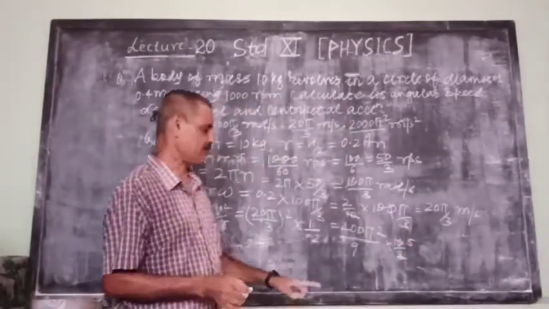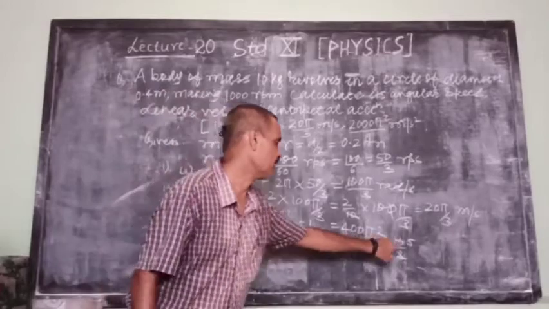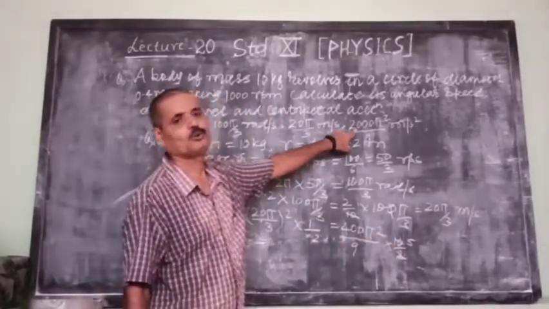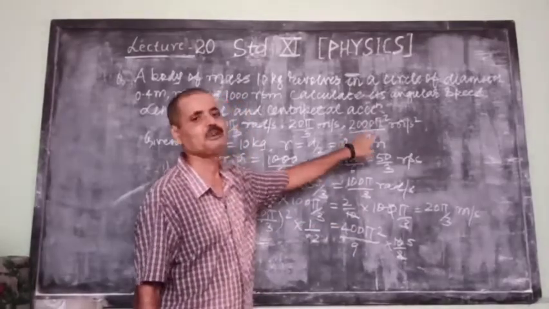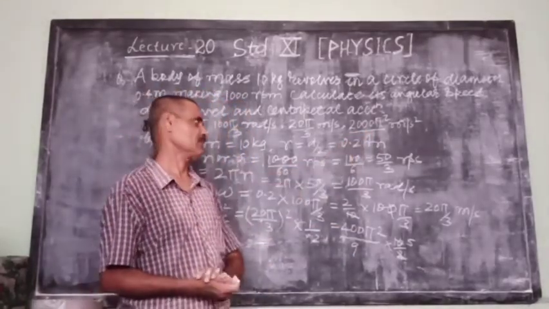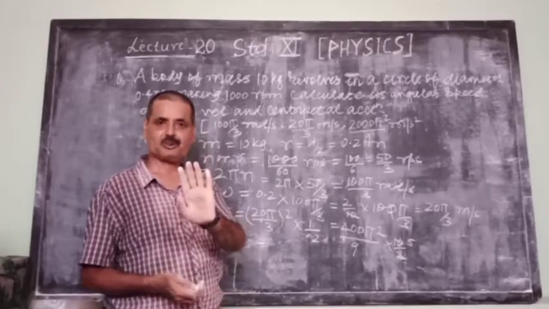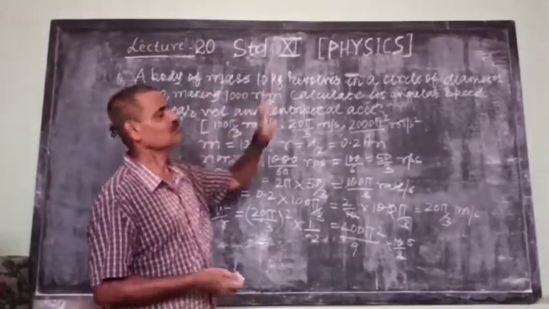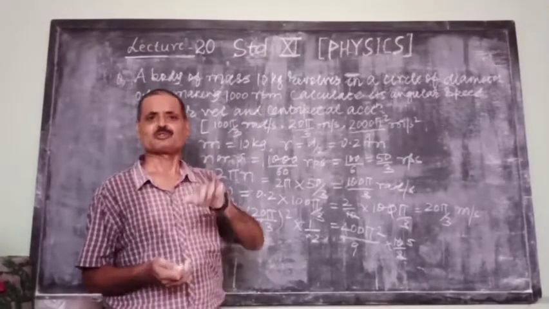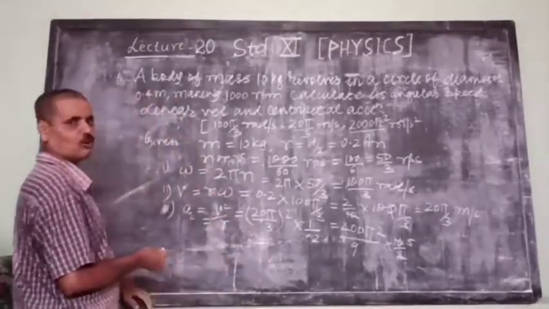Now you can match your answer. 400 into 5, that is 2000 pi square by 9 meter per second square. The demand of the question was only 3, but we have not used mass here. So it is your homework.